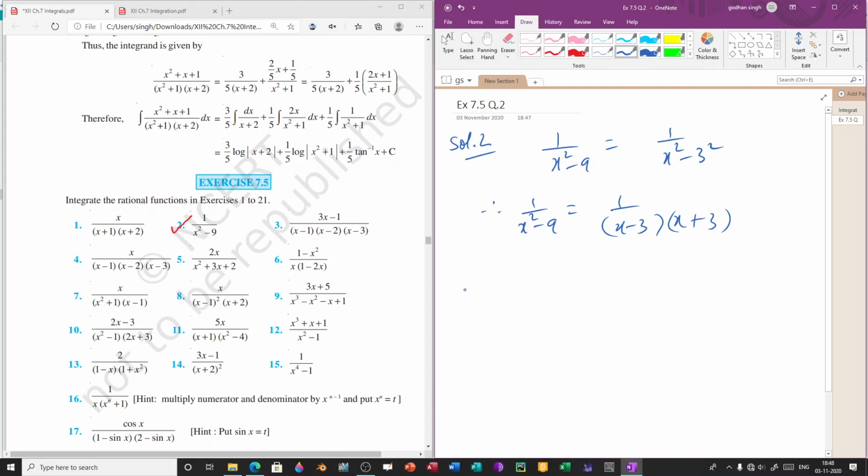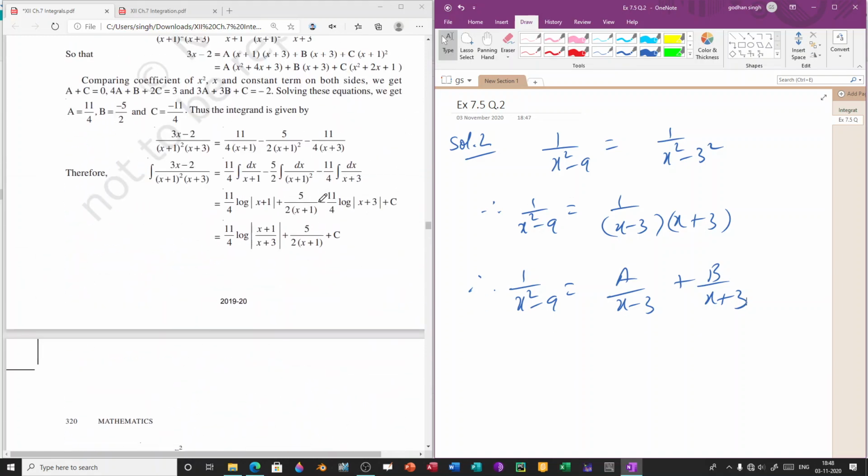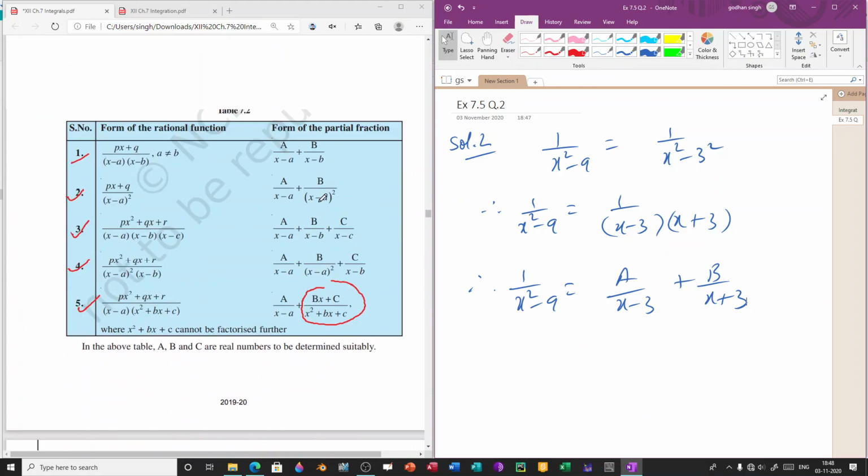Therefore 1 by x square minus 9 can be written as a over x minus 3 plus b over x plus 3. This is our first form. See the table in exercise 7.2, and we'll come to know that.